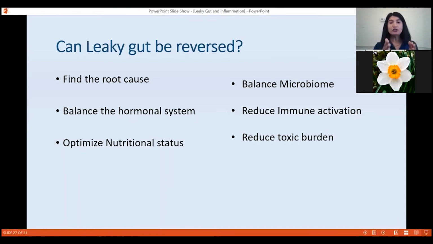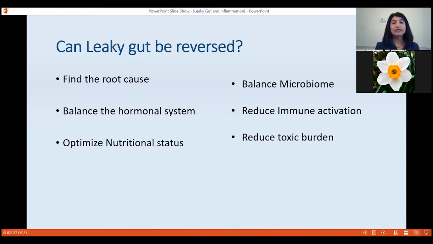And so the key is to find whatever the single root cause or multiple root causes that you have, and then to actually take care of that root cause. The other thing is there are certain things which have to be optimal before you will be able to make sure that you repair your leaky gut.